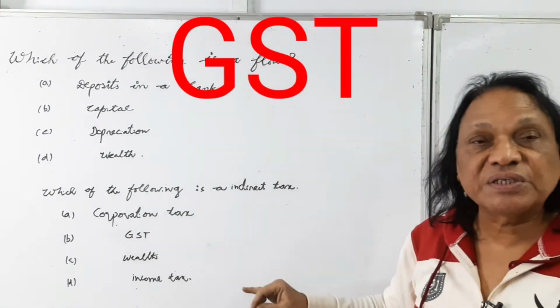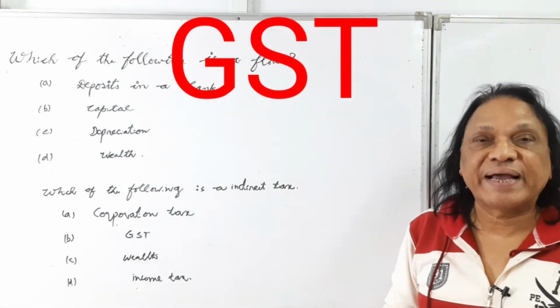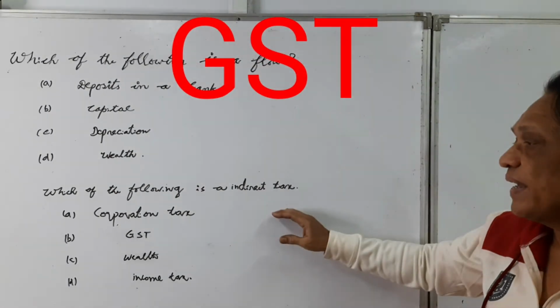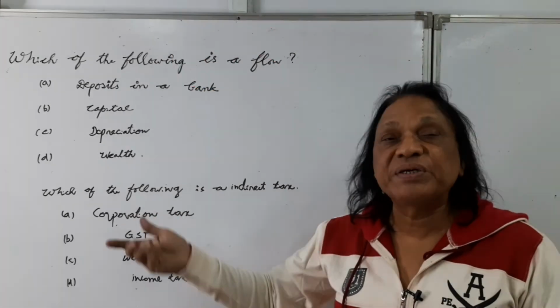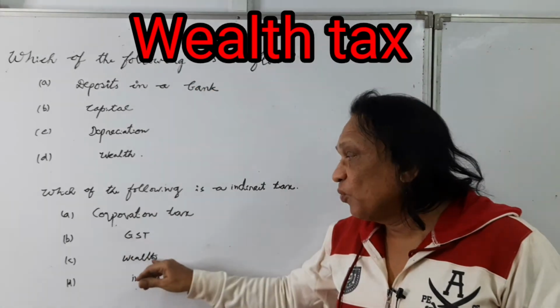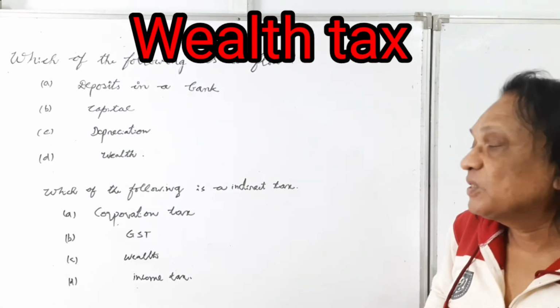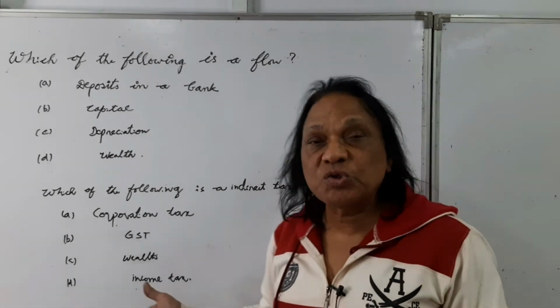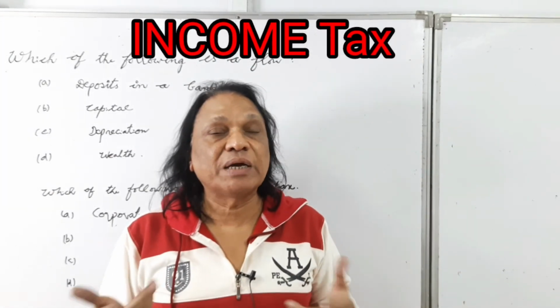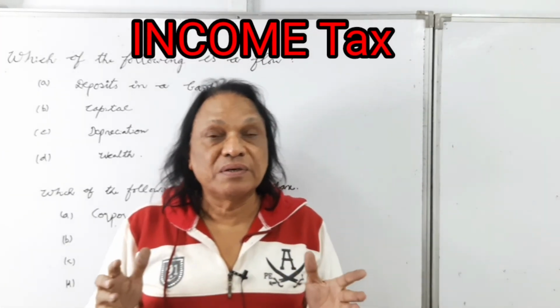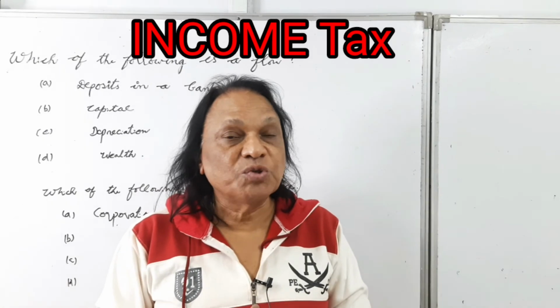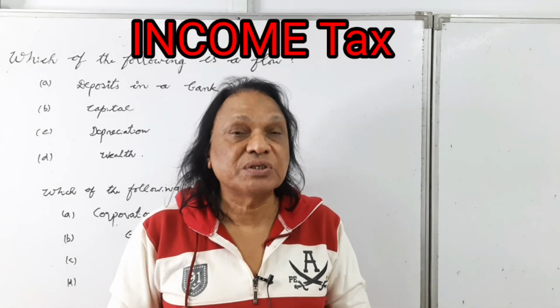GST, goods and services tax, that is the only indirect tax we have. So this is an indirect tax. In this case, the tax liability and burden is on different people. Wealth tax, I just told you, is a direct tax because liability and burden is on the same person. Income tax, I just told you, is a direct tax because the tax liability and burden is on the same person. So there is just one indirect tax, that is goods and services tax.